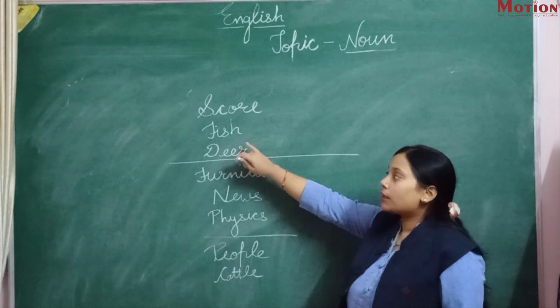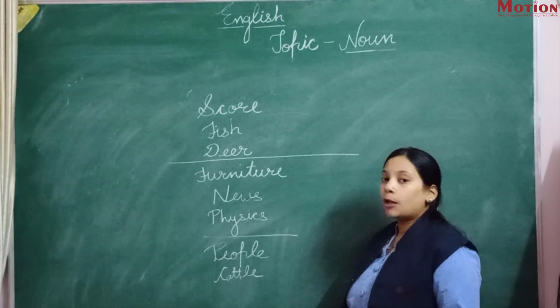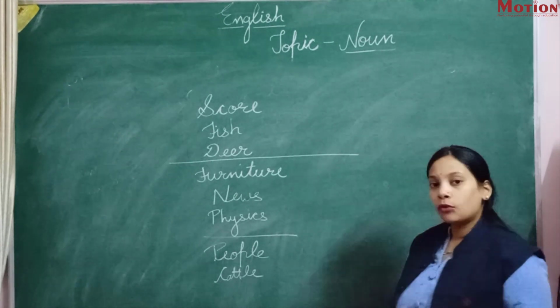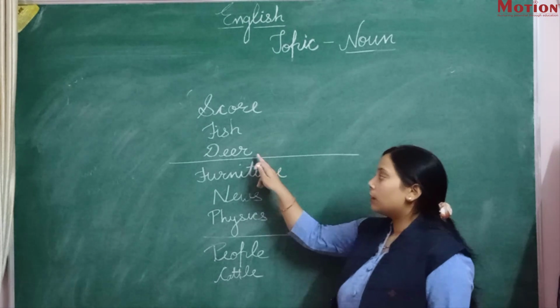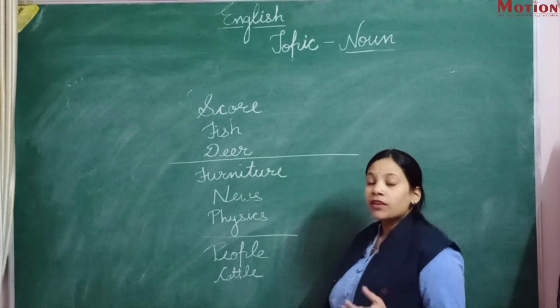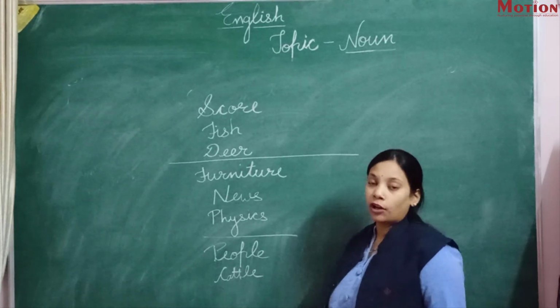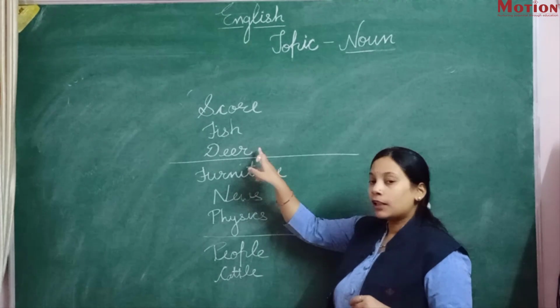If I say there are many fish in the pond, I will not say there are many fishes in the pond. That will be the wrong one. Fish plural is only fish. There are many fish in the pond. Deer, there are 5 deer in the forest. I will not say there are 5 deers in the forest. That will be wrong. Deer is plural in itself.